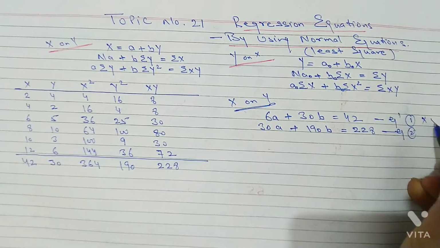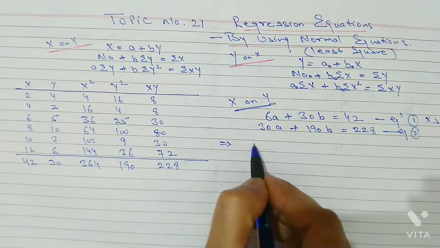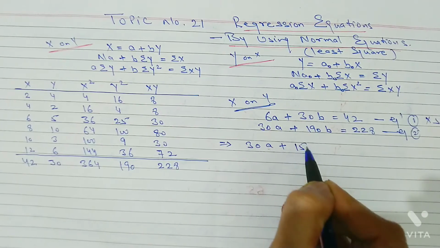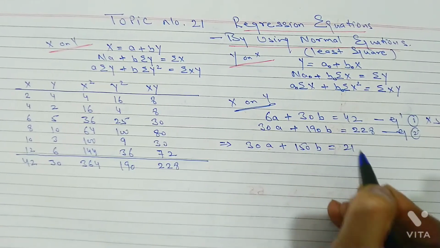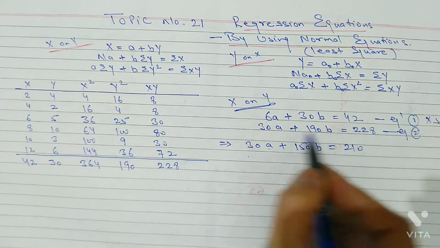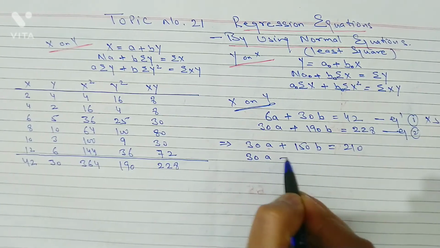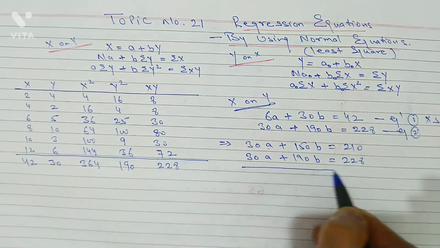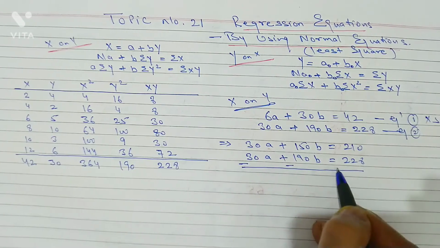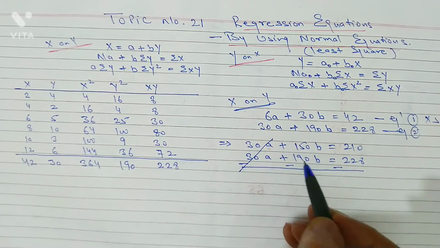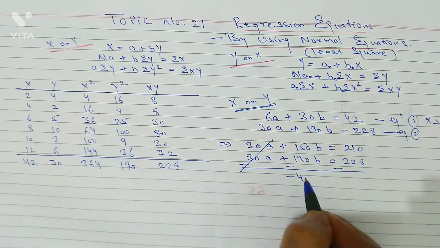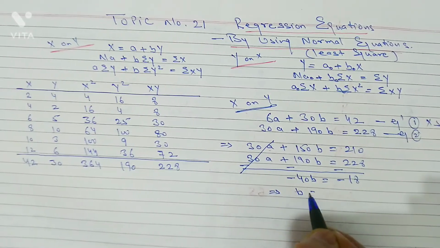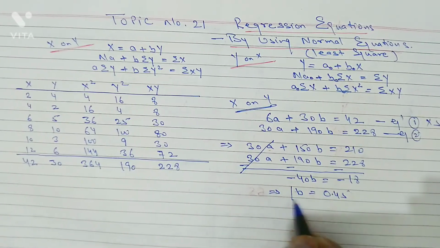Multiply equation 1 by 5. We get 30a plus 150b equals 210. Then write the same equation, 30a plus 190b equals 228. Now solve these equations. The 30a terms cancel. 150 minus 190 gives minus 40b equals minus 18, which implies b equals 0.45.